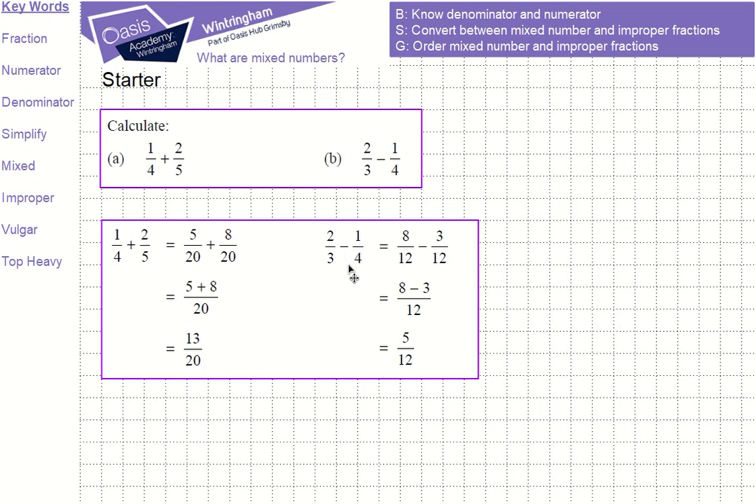Question B, it was a similar process, apart from this time you've got a subtraction instead of an addition, which was on question A. So they've found out that the lowest common multiple was 12, written that as one fraction, and then found the final answer as 5 over 12. Mark those please, and then we can move on to the example questions.